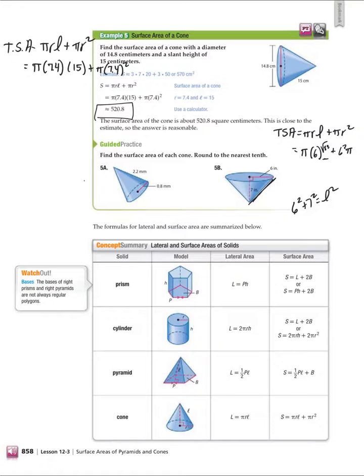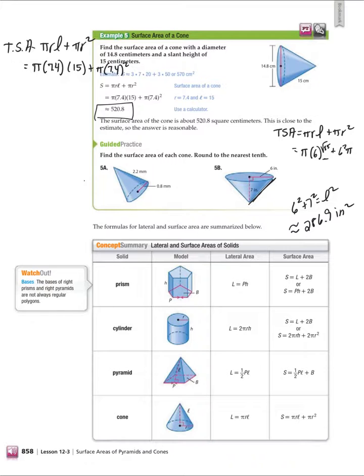So, to put this as accurate as possible, I'm going to multiply the square root of 85, I'm going to arrow out of that radical, times 6 pi plus 36 pi. And I'm going to get approximately 286.9 square inches.